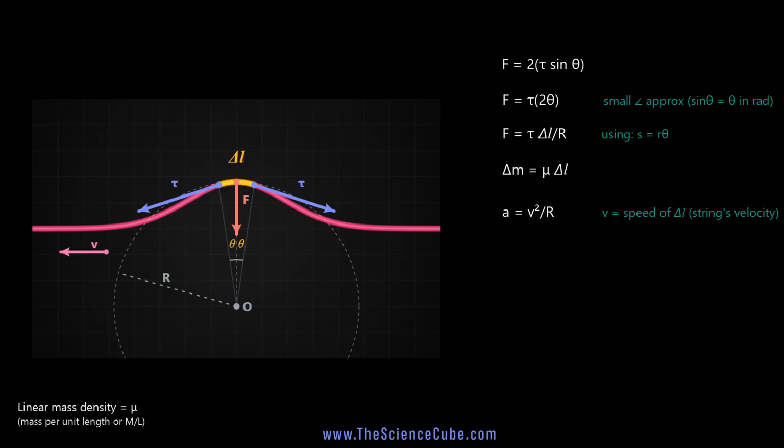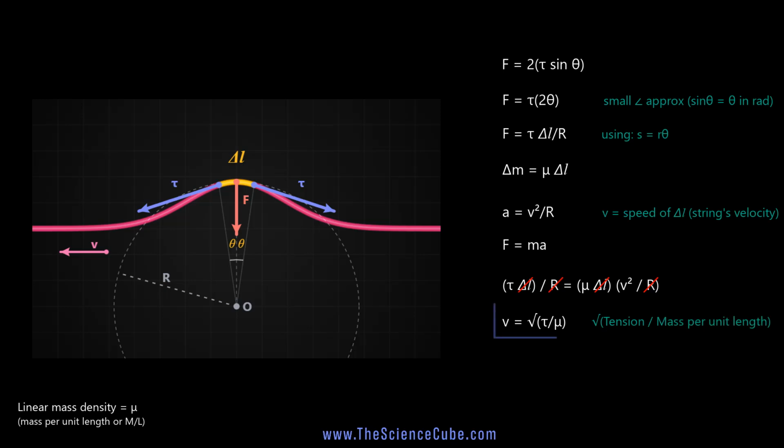Now, let's put it all together. We have the force, the mass, and the acceleration, the three essential elements of Newton's second law. And combining them in the form of force is equal to mass into acceleration gives us T delta L upon R is equal to mu delta L times v square upon R. And we can see the delta L and R terms cancel out, yielding v is equal to under root T upon mu.